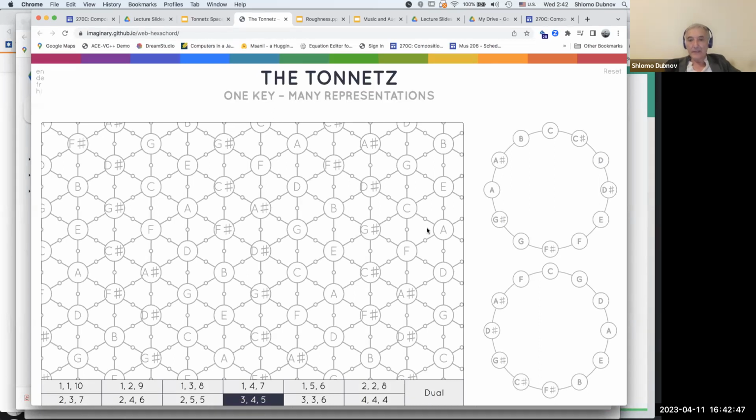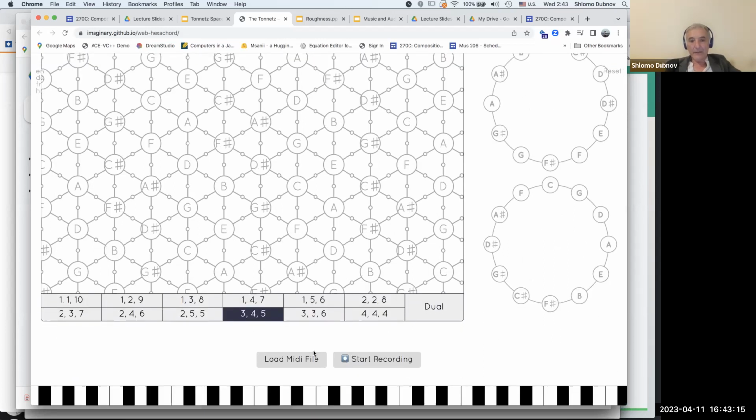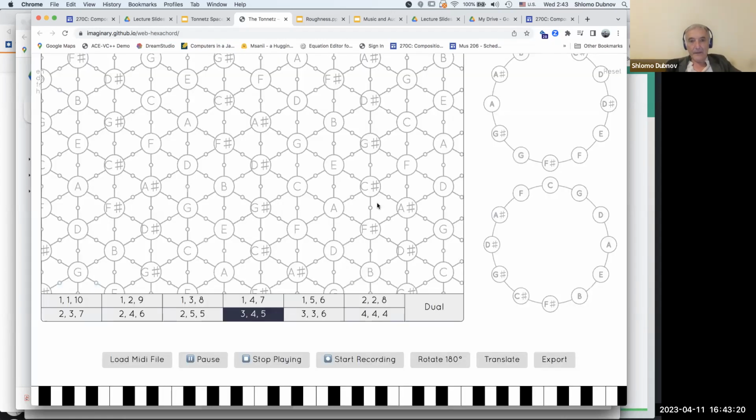of Tonnetz representations. Now, people were exploring not only the standard Tonnetz representation of 3-4-5, which is the thirds, the major third, minor third, and the fifth. You can also arrange this in different relations of intervals on the three axes, but let's stick to the traditional one and see, we can kind of play. The fun part here is we can take a song, okay, and play it.